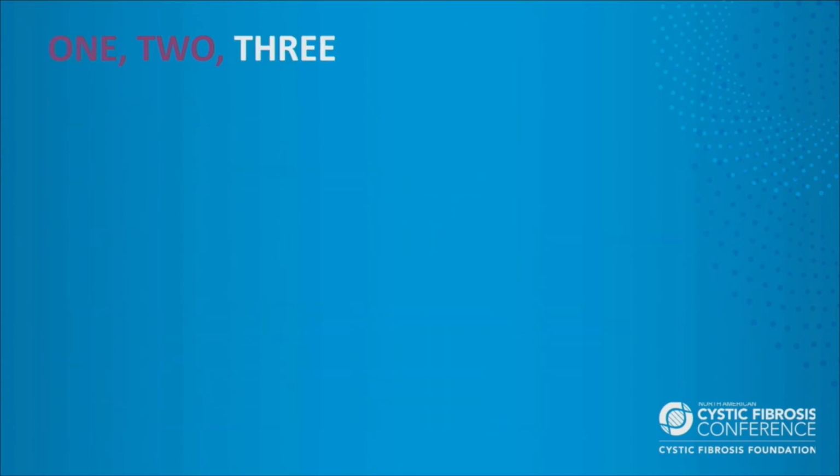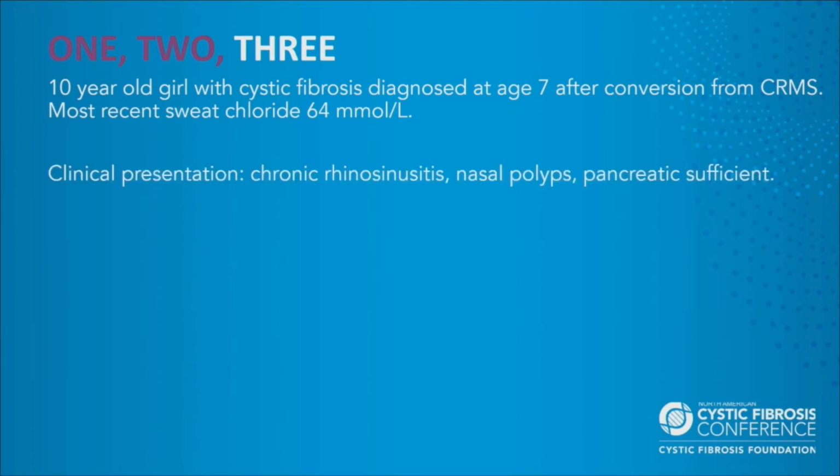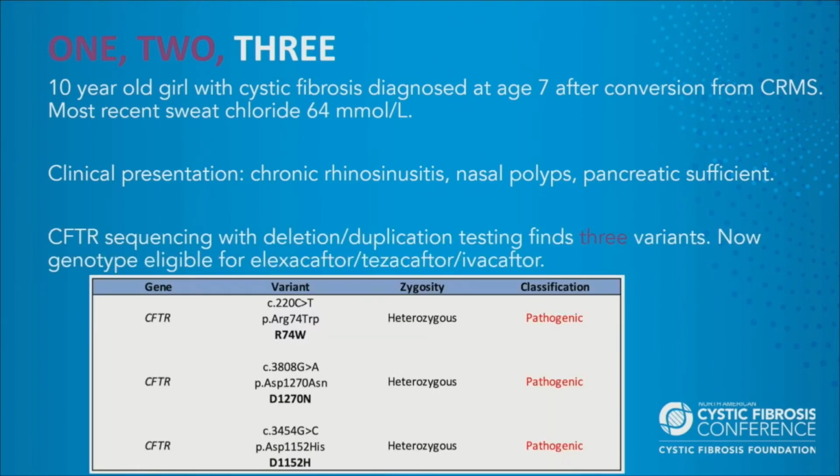Okay, so case number 2, instead of finding 1 variant, we're gonna find 3. So we have a 10-year-old girl who has CF that was diagnosed late at age 7. I shouldn't say late, she was picked up by newborn screening, but she converted from CRMS to CF at age 7. And her most recent sweat was 64, and that's what led to the conversion to CF. Her clinical presentation is consistent with converting from CRMS. She's on a more mild spectrum, but she does have some disease.